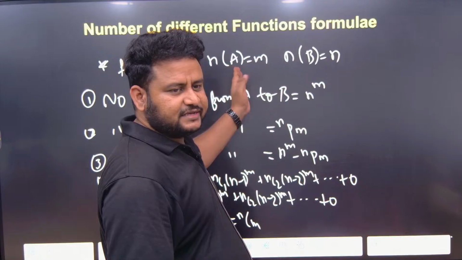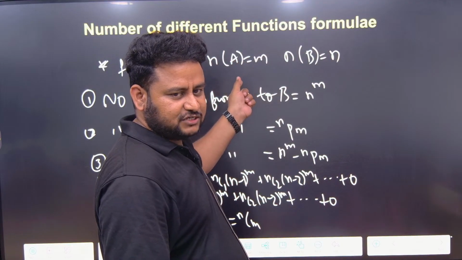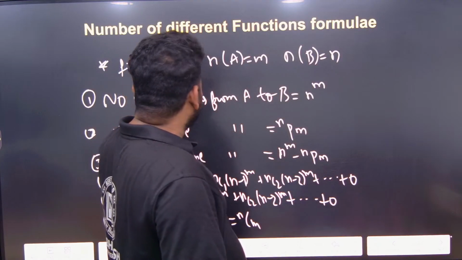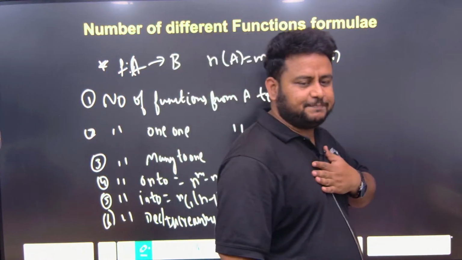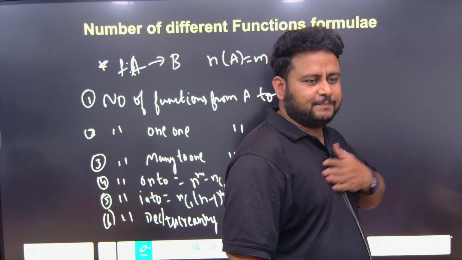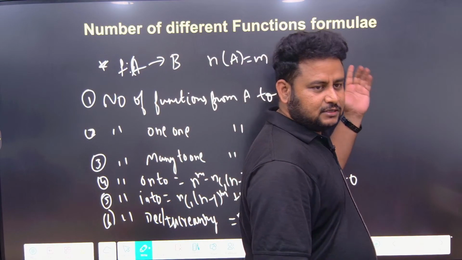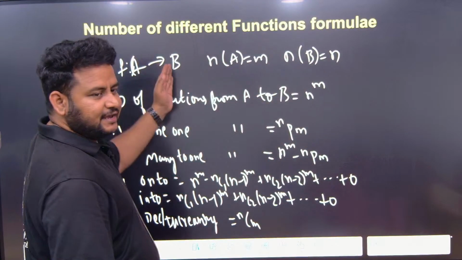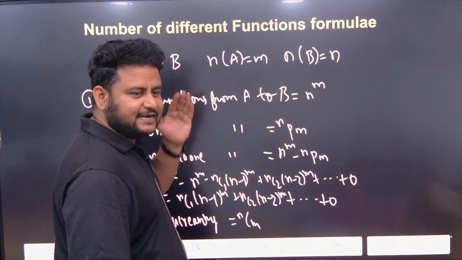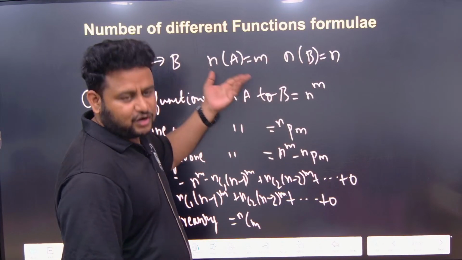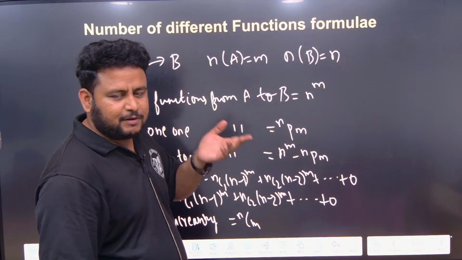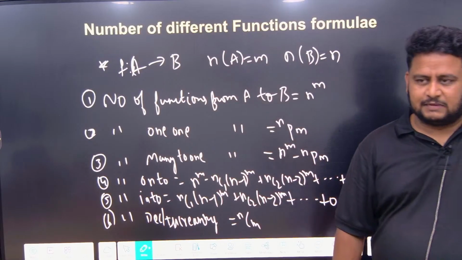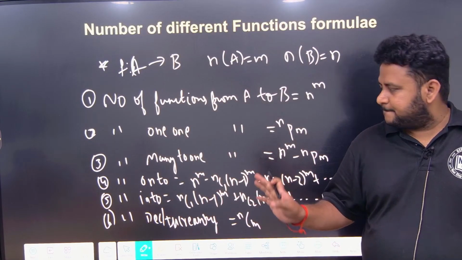So why am I taking n here? Number of elements of a is m. Suppose a is 1, 2, 3, so the number of elements is 3. Suppose f is from a to b, that means I am at b, so I have to take from b. For b, the number of elements is n, so n to the power of m. If they give f from b to a, that means I should be at a, so I should take it as m to the power of n. Clear? Written this one, everyone.